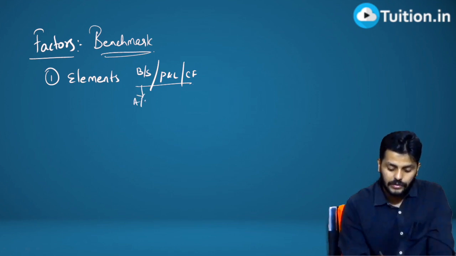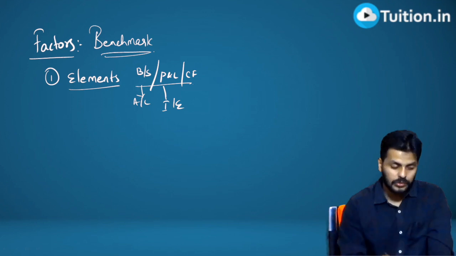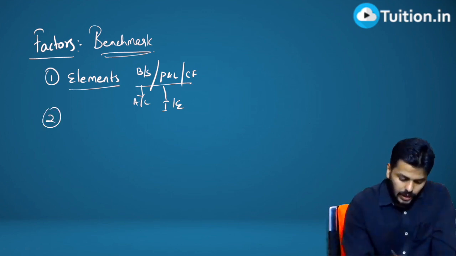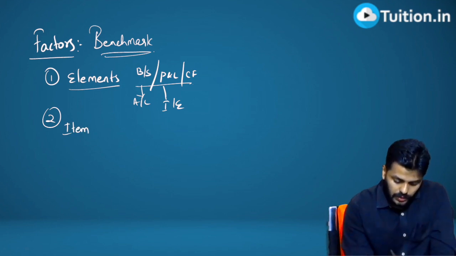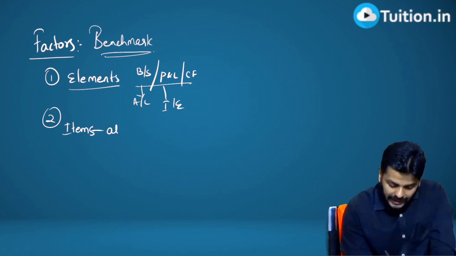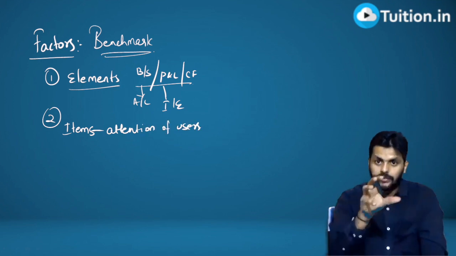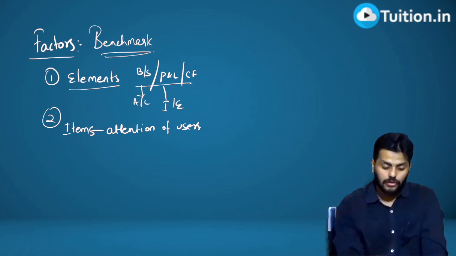So you're talking about assets, liabilities, income, expenses. You got to cover all elements. Then the second factor that you will be considering is items which draw the attention of users. You have to consider all those items that you believe will draw the attention of users.